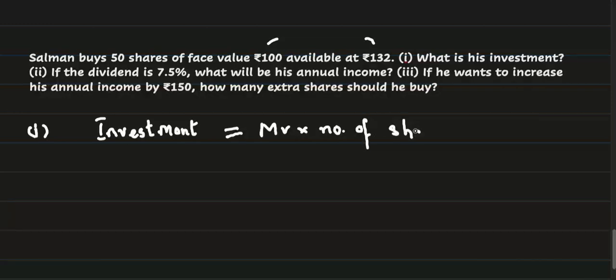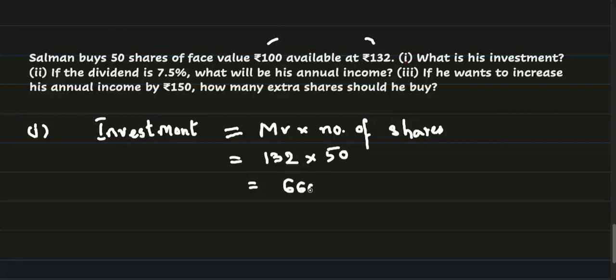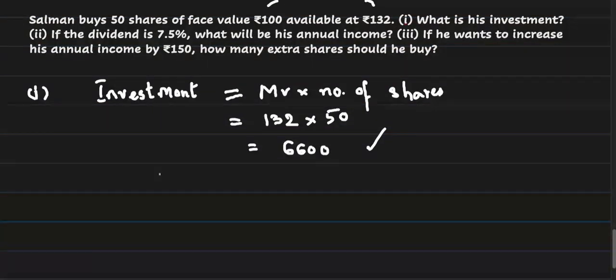So here what he has done, he has purchased 50 shares. So 132 multiplied by 50 will be equal to how much? 6,600. So this is the investment. Next part, if the dividend is 7.5, what will be his annual income?